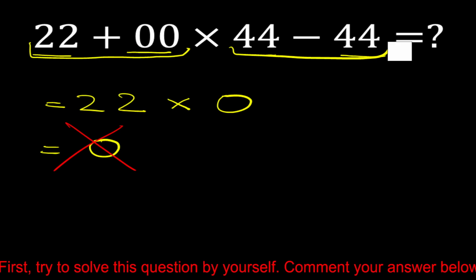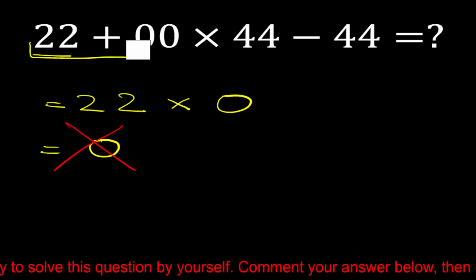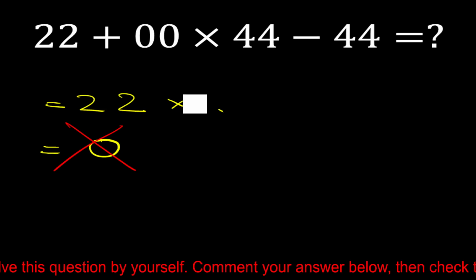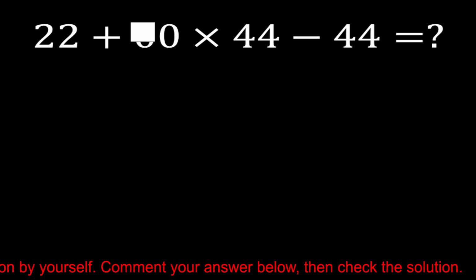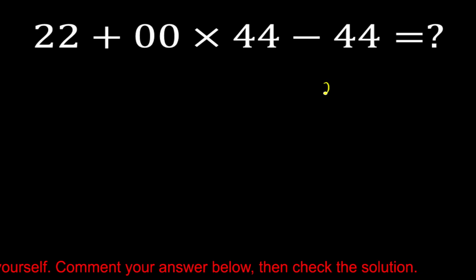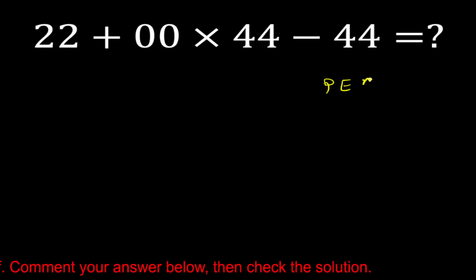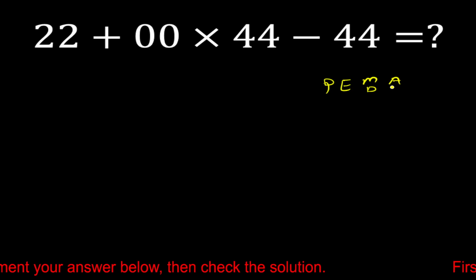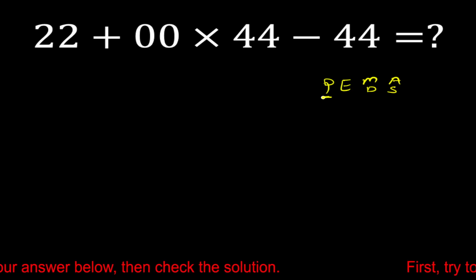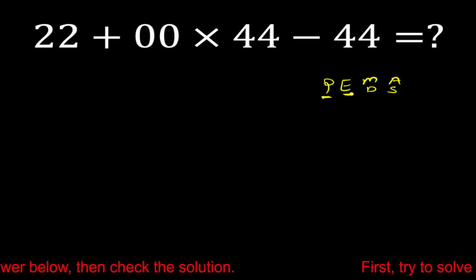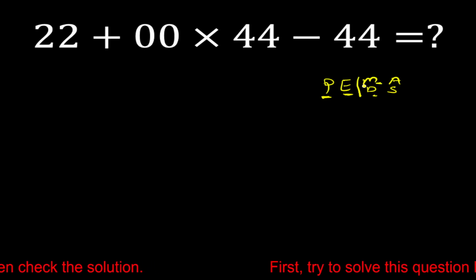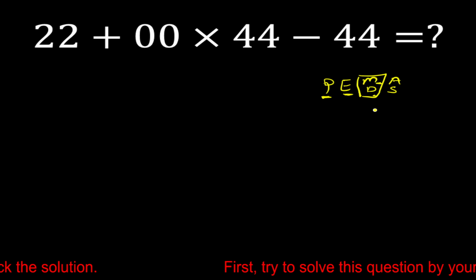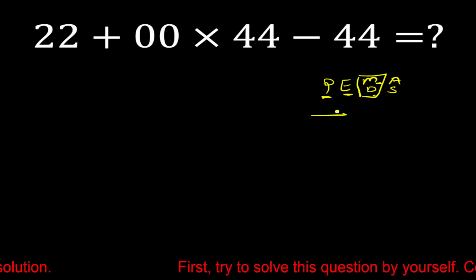Now let's solve this problem by using the PEMDAS rule. So now let's solve this problem correctly. PEMDAS. P means first priority is parentheses, E means exponent, M means multiplication, and D means division. Here multiplication and division both have equal priority, so we have to solve it from left to right.